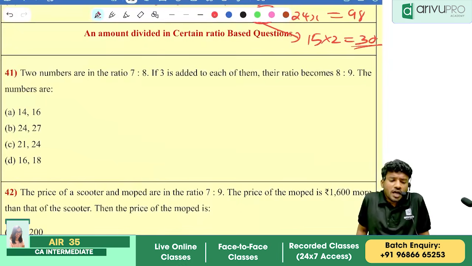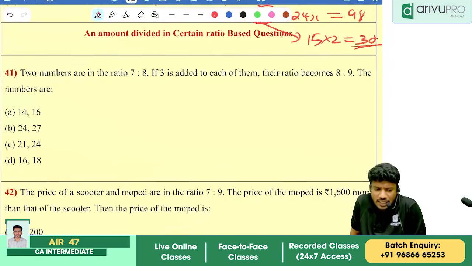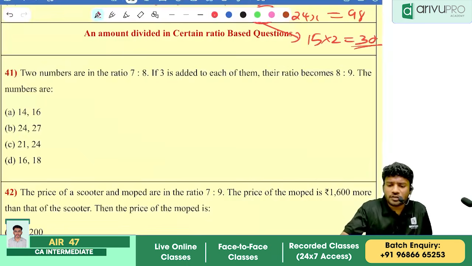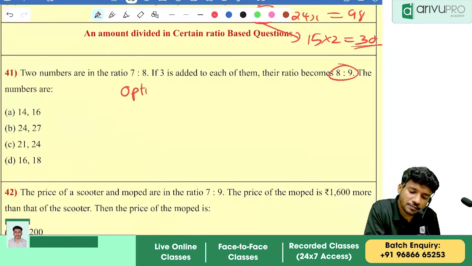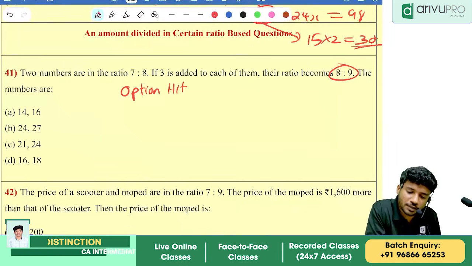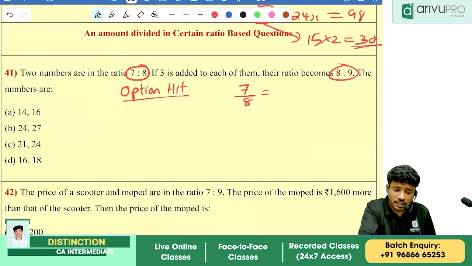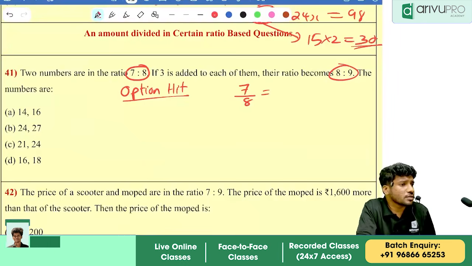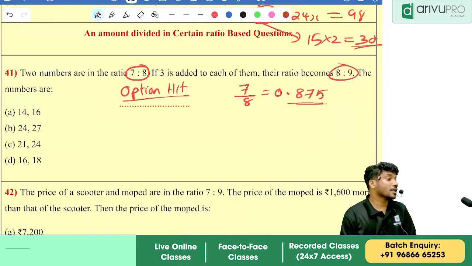2 numbers are in the ratio 7 is to 8. If 3 is added to each of them, the ratio becomes 8 is to 9. The easiest method is the option hitting method. Ratio between the first 2 numbers is what? 7 is to 8. 7 by 8 is how much? 0.875 is the ratio between 7 and 8.